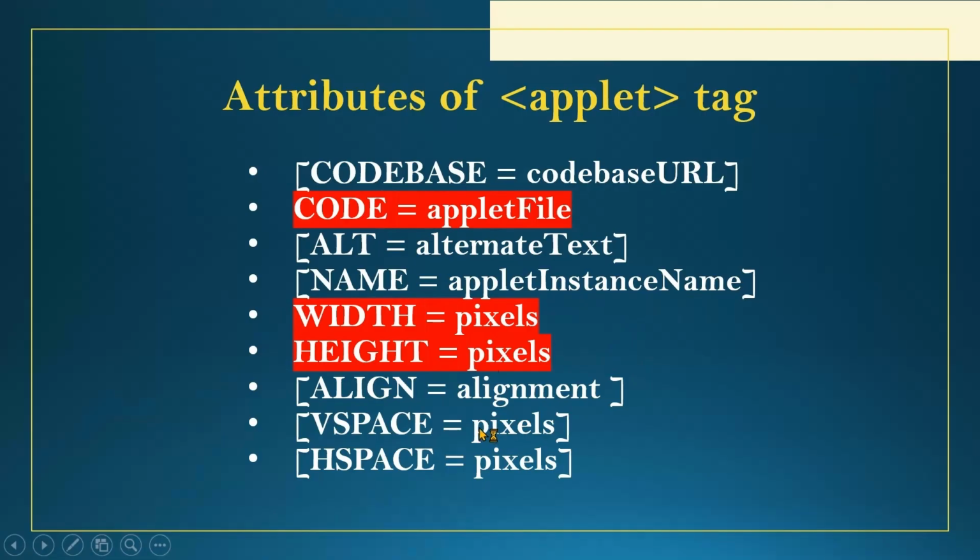Then I can align the applet by using alignment like left, right, center. Then I can give the vertical spacing and horizontal spacing for the components you're placing. That is, how much gap I need to give vertically, and how much gap I need to give horizontally, whenever you're displaying some components on screen.